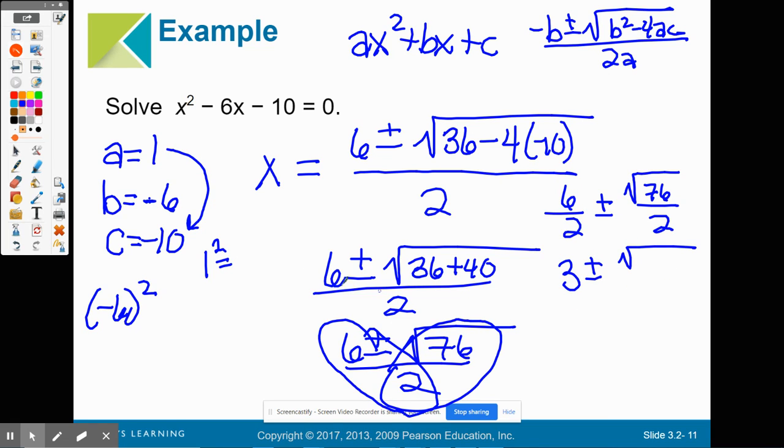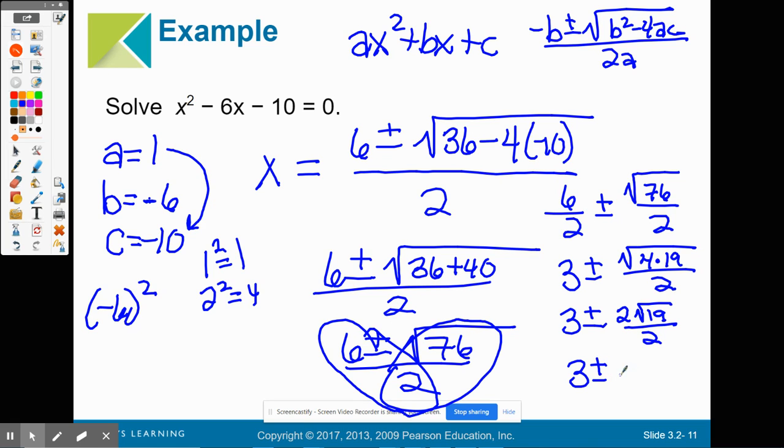Now let's break down the 76. 1 squared is 1. 2 squared is 4. Well, 4 does go into 76, I think. 76 divided by 4 is 19. That's 4 times 19, all over 2. So that's 3 plus or minus the square root of 4 is 2, square root of 19 over 2. Those 2's will cancel, and I get 3 plus or minus the square root of 19. So completing the square is a little bit faster if you're good at it. But the quadratic formula also always works. So you kind of need to pick your poison.